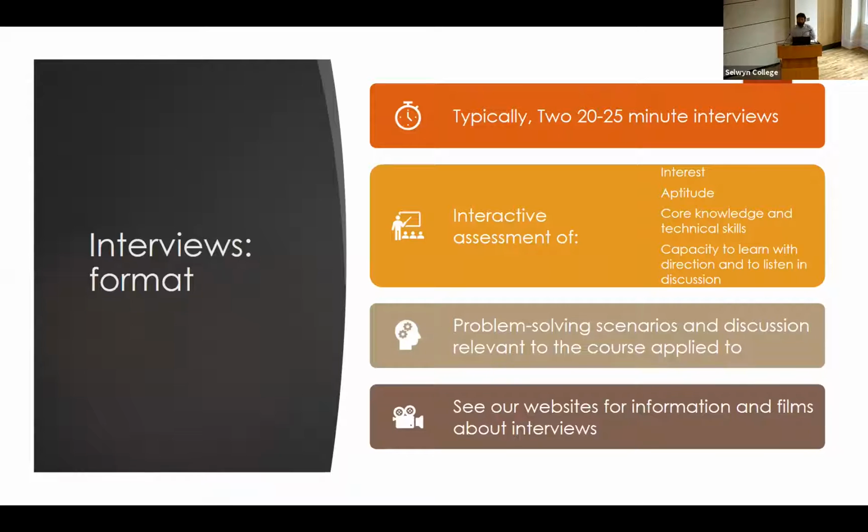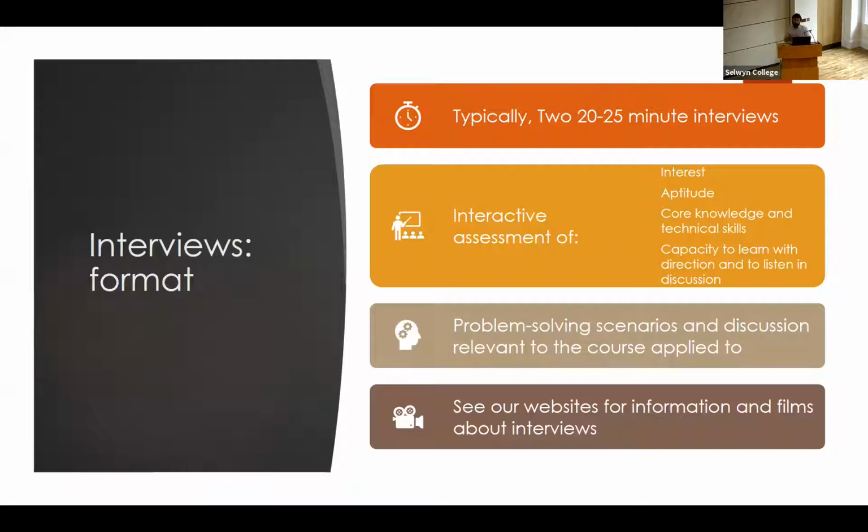So to go back to an old slide, what are the interviews? Well, typically you're going to have 2 of them, 20 to 25 minutes, and really what you want to think of as an interview is an interactive assessment. It's our first chance to meet you, and it's an interactive assessment of your interest in the course: what's brought you here, why do you want to do this course, your aptitude, your ability, are you able to come here and really thrive and get the most out of it.